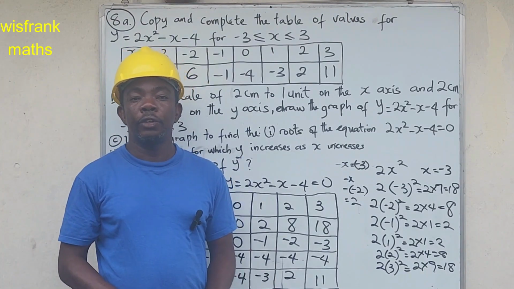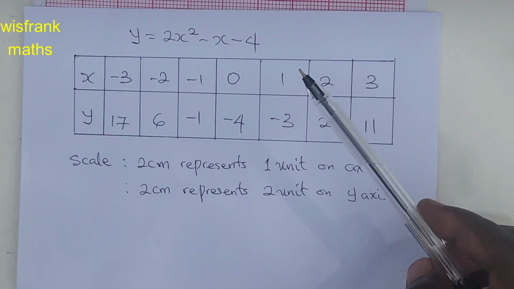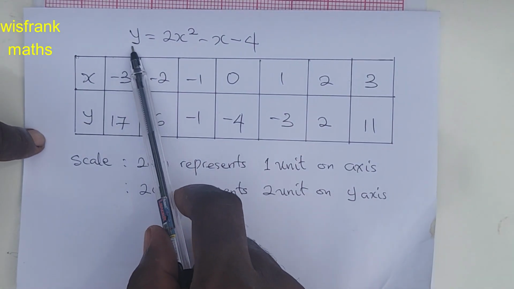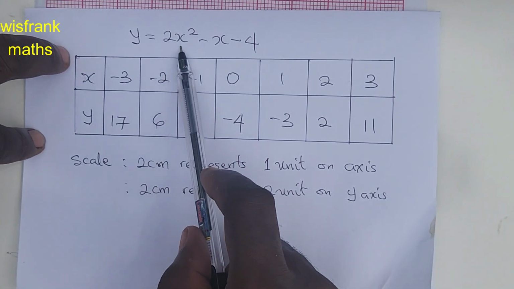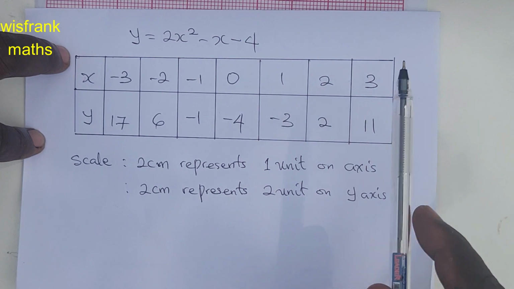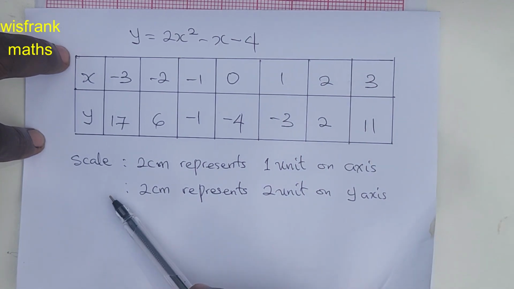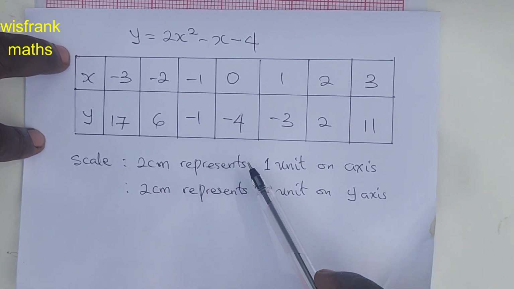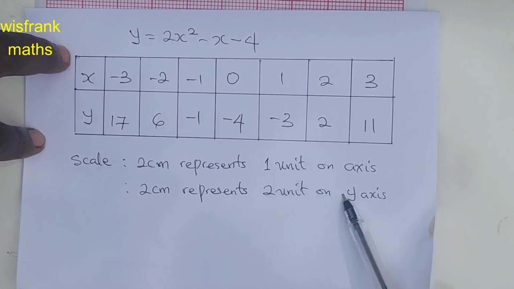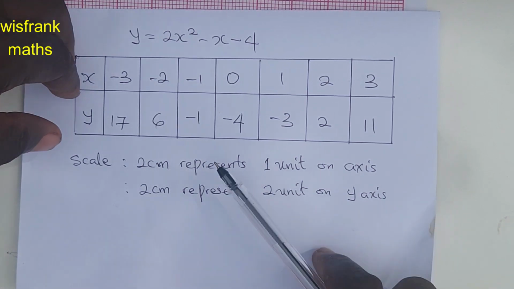Let's move into the graph sheet. The solution that we have from the board, this is the table of x and y for the equation y equals 2x squared minus x minus 4. So this is the result from what we have from the board. So the scale is 2 cm represents 1 unit on the x-axis, and 2 cm represents 2 units on the y-axis. So we are going to draw a graph.